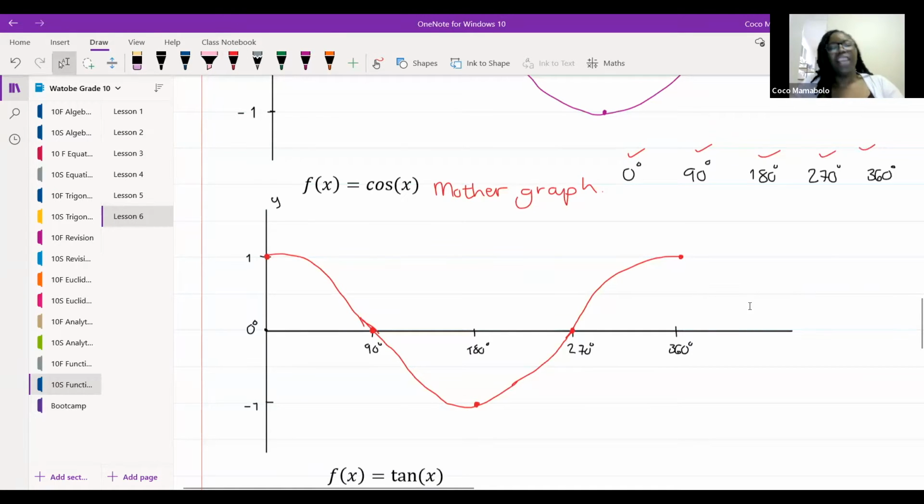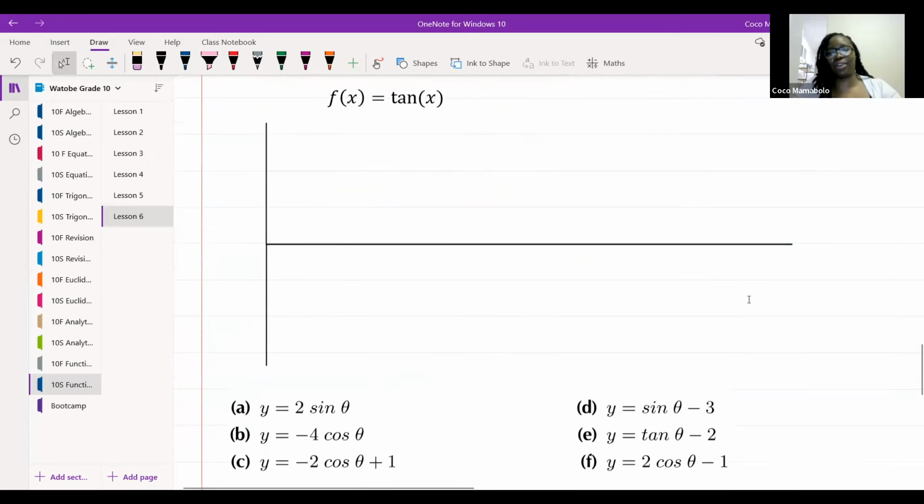All right. Let's go to tan of x. And we're going to do the same thing, guys. 0. But instead of 90, I want us to do 45 degrees, 90 degrees, 135, 180, 225, 270, 315, and 360. It's a lot, I know, but we're going to do it either way, guys.